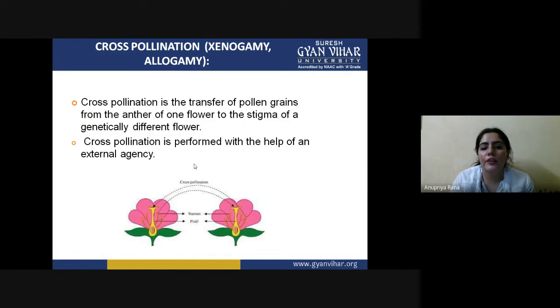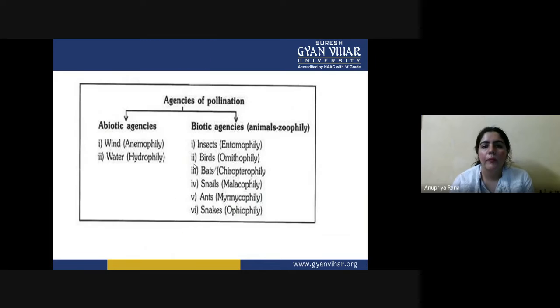Cross pollination is performed with the help of an external agency. As we talked about in self pollination, they do not need any kind of external agents. But in the case of cross pollination, they are going to have help from external agencies to transfer the pollen from one flower to another flower.